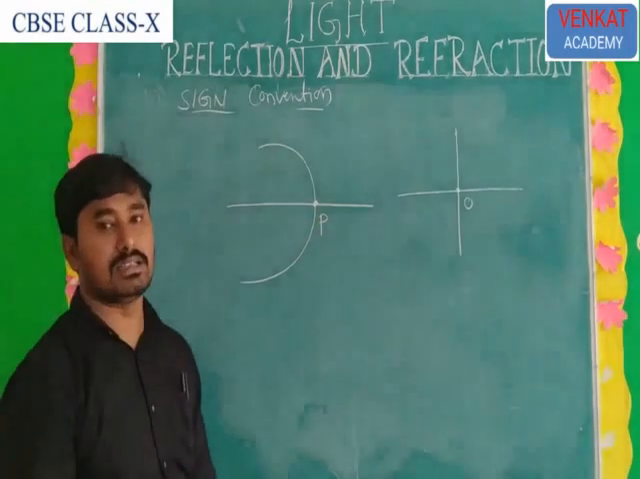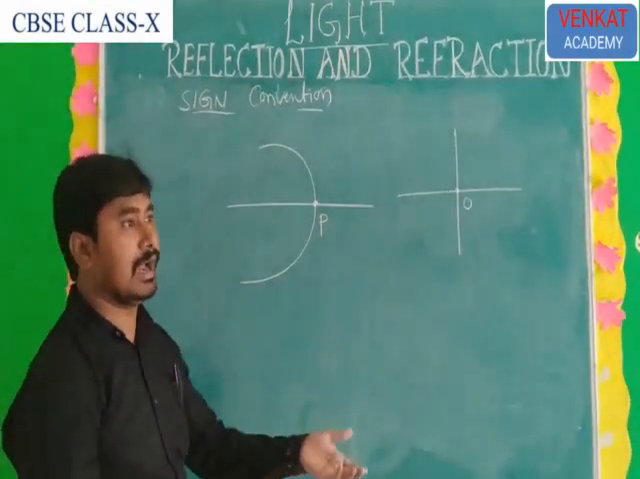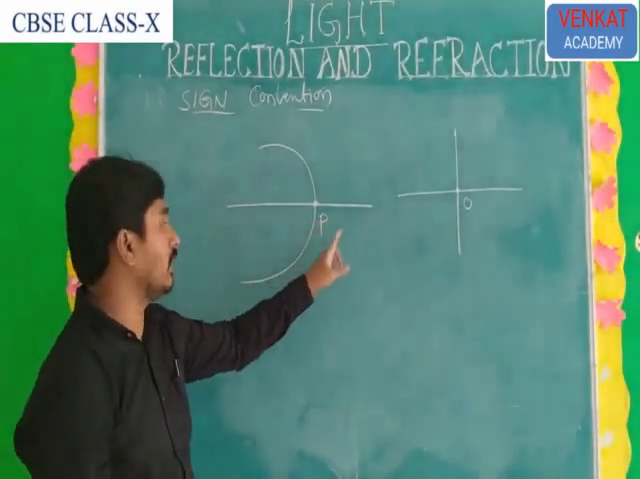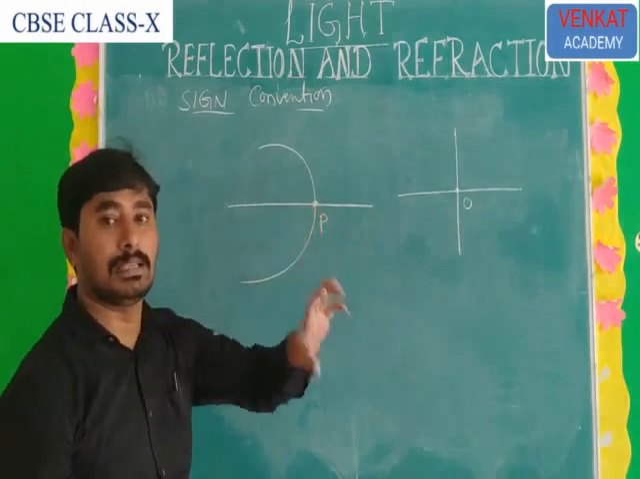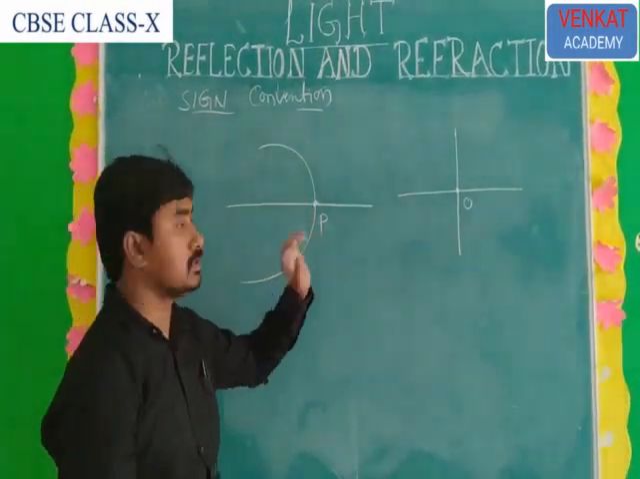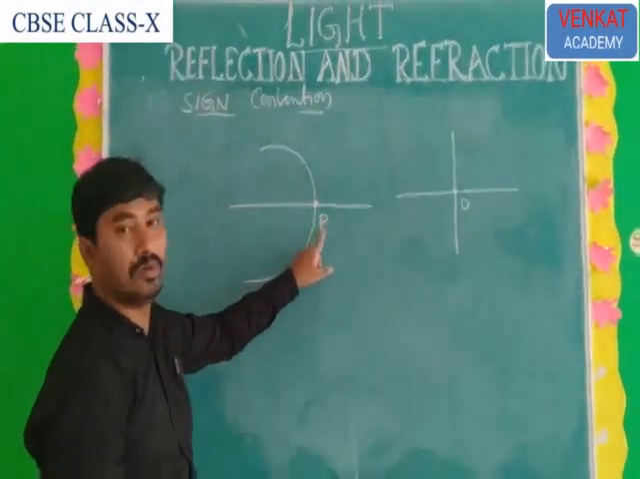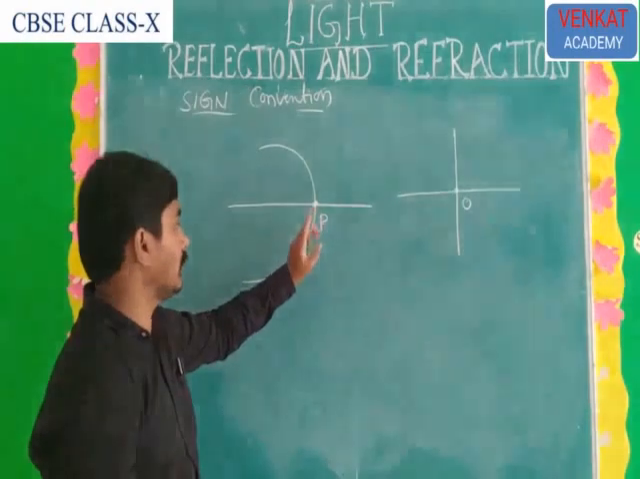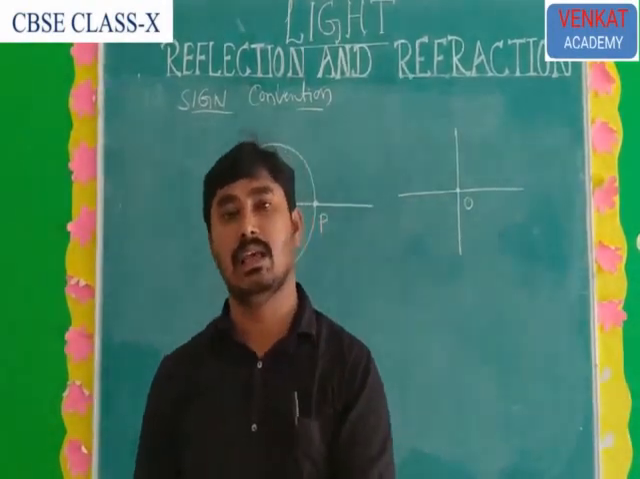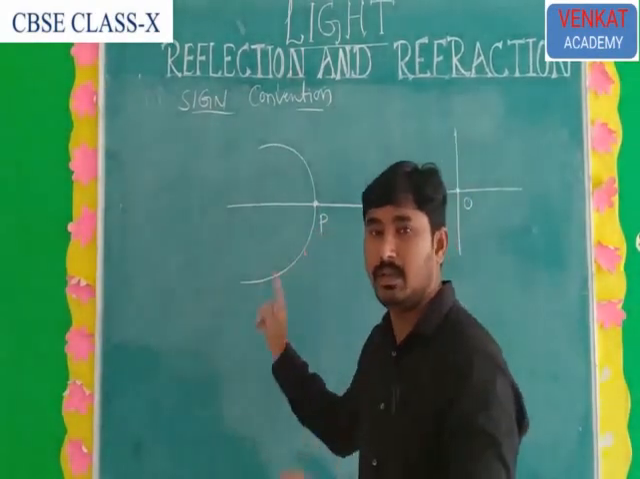Pole is the origin. So every measurement, for example, any object distance or image distance, should be measured from the pole only. All measurements should be taken from the pole. Understand the first point? All measurements, like object distance or image distance, you have to take from the pole. That's the first one.